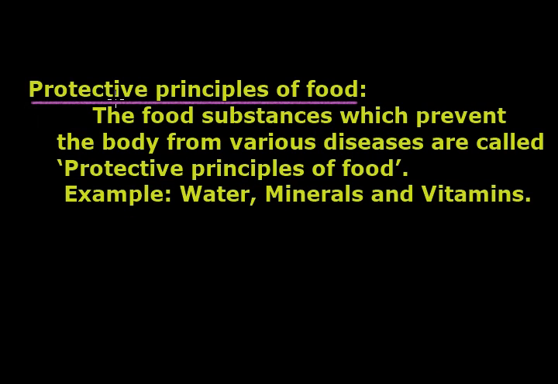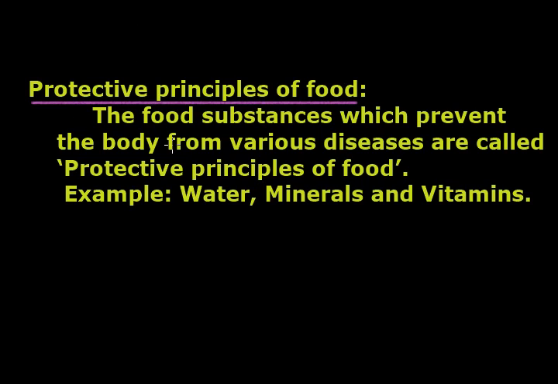The next type is protective principle of food. This is also known as secondary food. These are food substances which prevent the body from various diseases. And as we have discussed, this kind of food helps in development of our immunity, and immunity directly or indirectly helps us to recover from various kinds of diseases.